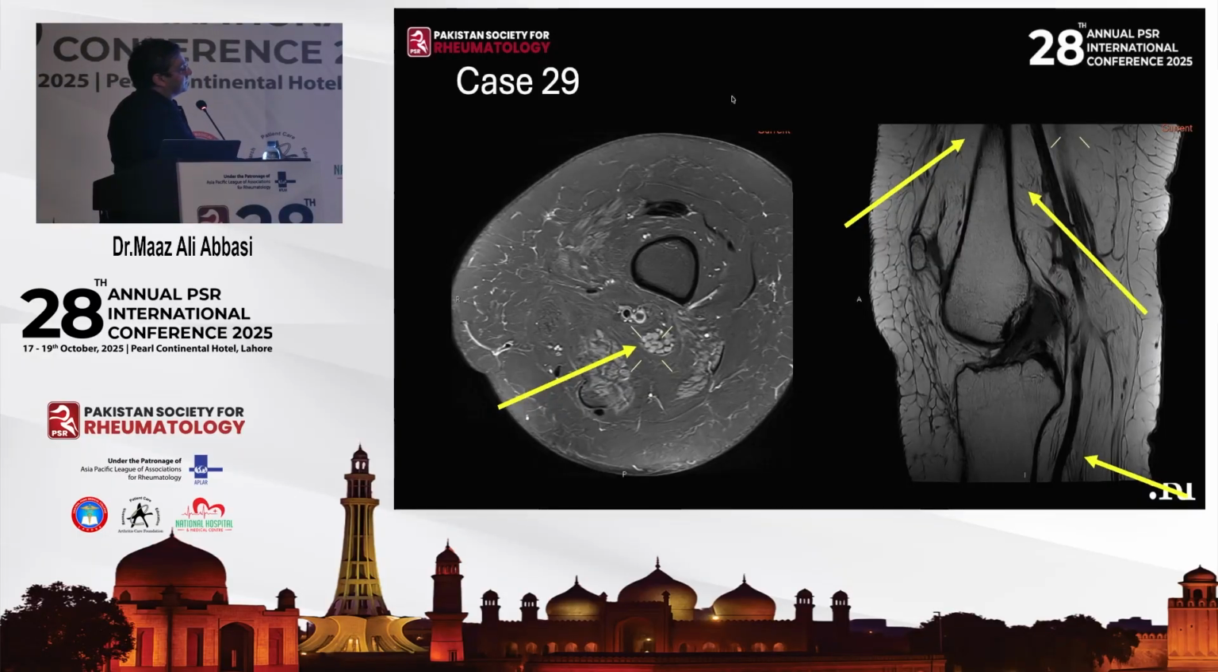This is an onion bulb appearance of the distal sciatic nerve. It's very thickened and expanded. This is called an onion bulb appearance, and you can see the muscles are completely wasted. This is the only case I've ever seen like this. This is Charcot-Marie-Tooth. So that was very, very good.